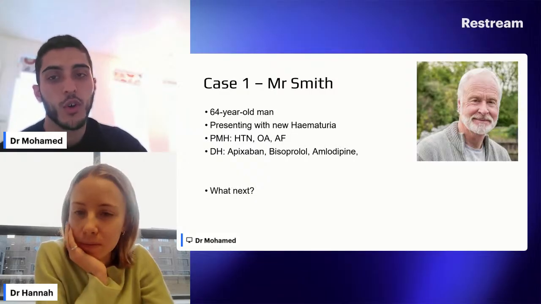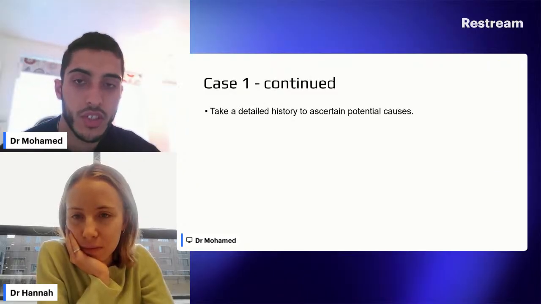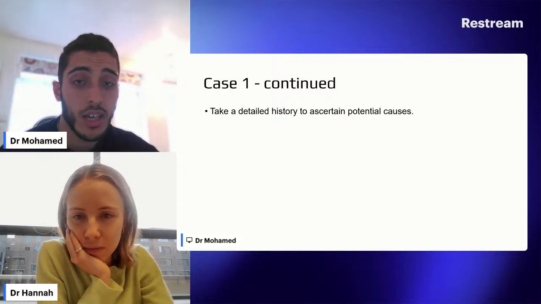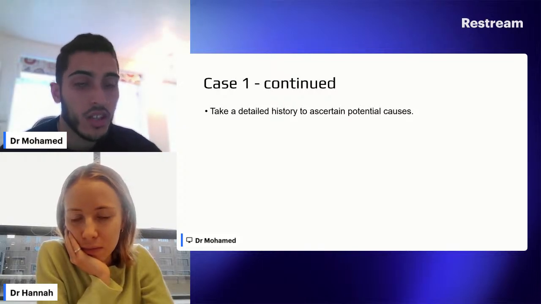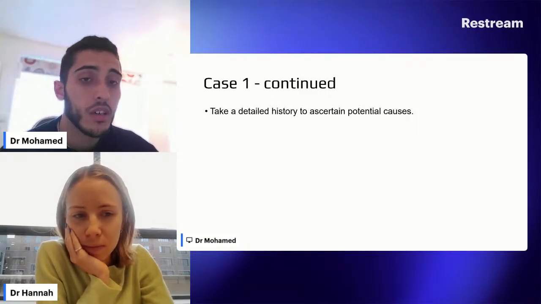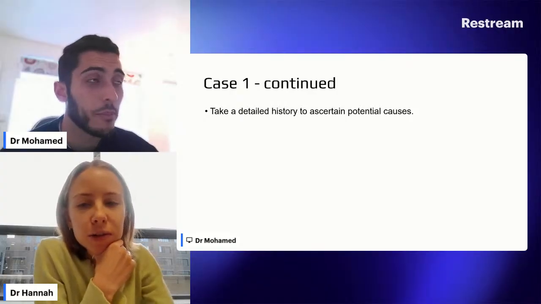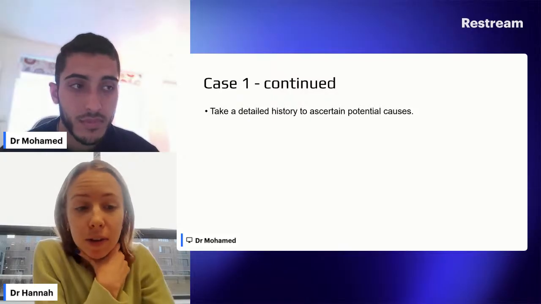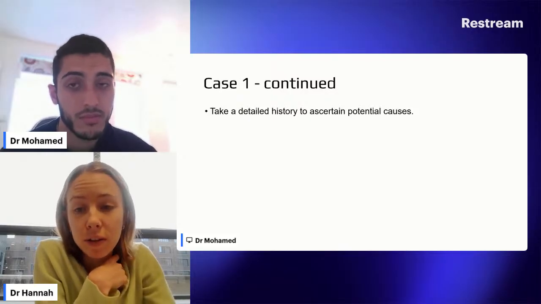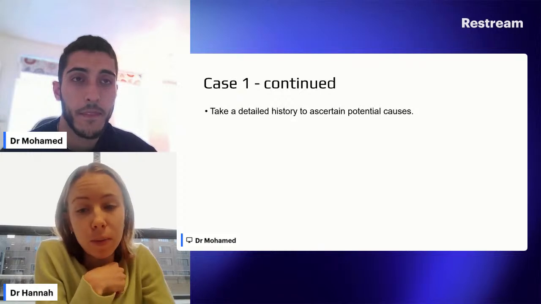Fine. So, of course, that's just a very brief history. So you want to take a bit more of a detailed history and ask a few more questions to ascertain potential causes. As we said last time, hematuria can be caused by several things. It could indeed be a tumor that's now bleeding. It could be renal stones. It could be... Oh, we've had a message into the chat. So someone has said, ask if there's any pain. Very good point. Is this the first time they've had hematuria? Are they feverish? Fantastic.